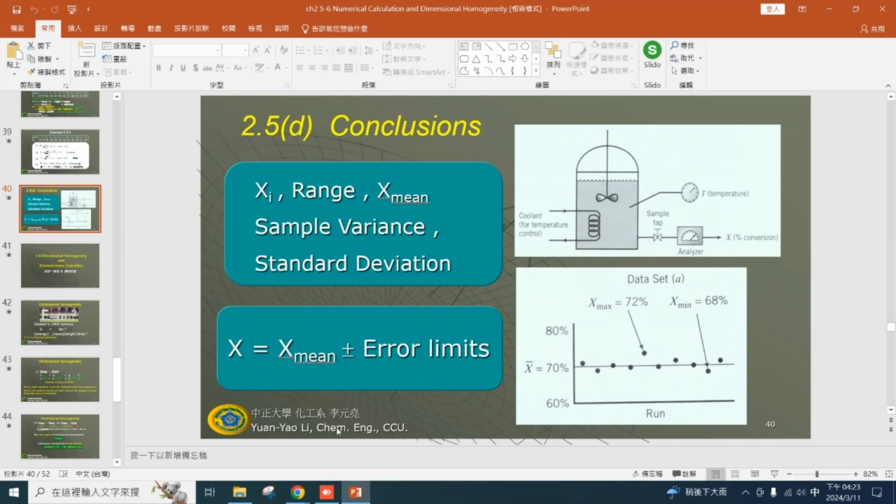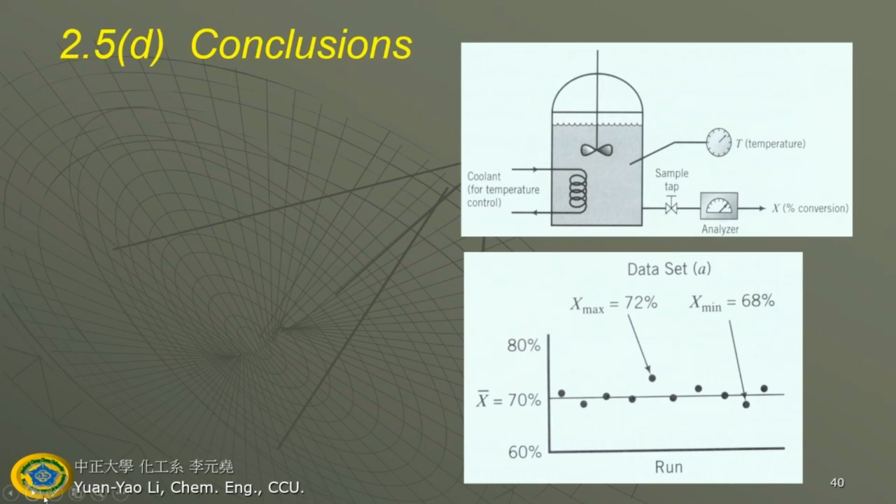So as a result, you can represent your data like this: x equals x mean plus or minus error limits. The error limits can be one standard deviation, two standard deviations, three standard deviations, or it can be a range, to represent error limits. Right, so this is what we learned last week.